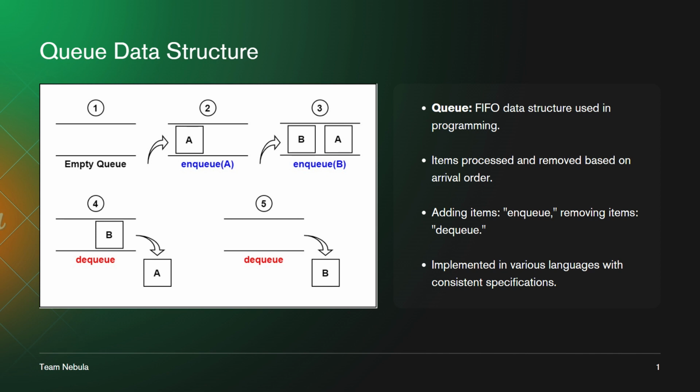In programming, adding items to the queue is called enqueue, and removing items is called dequeue. We can implement a queue in various programming languages like C, C++, Java, Python, or C#, and the specifications remain mostly consistent.